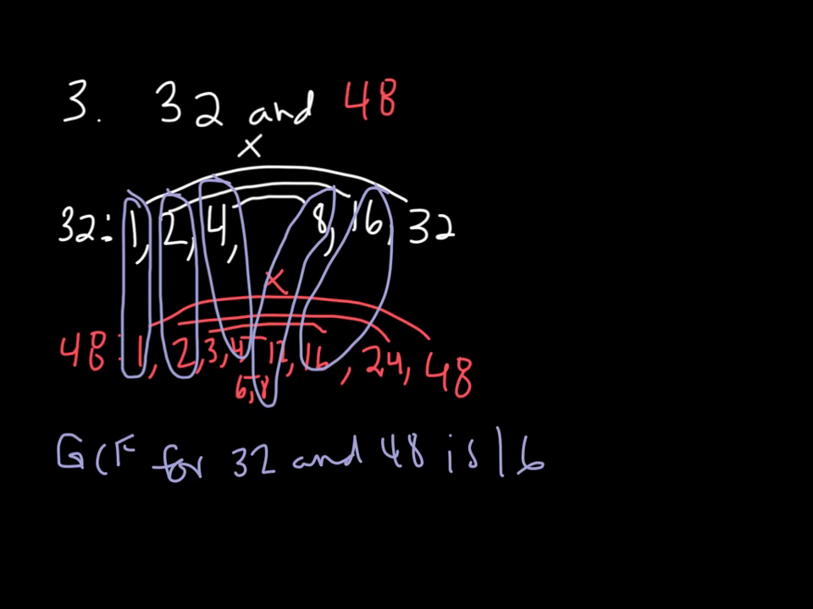Alright, so hopefully that helped you understand how to find the greatest common factor between two numbers. Try the homework out. If you have any trouble or need help, again, please ask the sub.